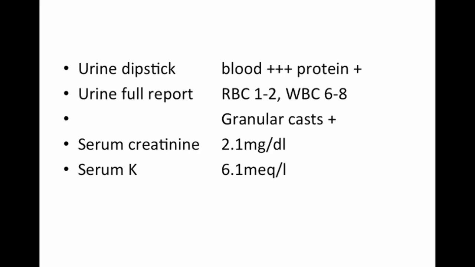So we look at the investigations. You see there is blood 3 plus, protein 1 plus, red cells 1 to 2, WBC 6 to 8, granular cast present, creatinine is elevated, creatinine is 2.1, potassium is 6.1. So there's clearly acute kidney injury, as one person suggested, and also there is evidence of some blood and protein in the urine. So maybe it could be a glomerulonephritis, we don't know.